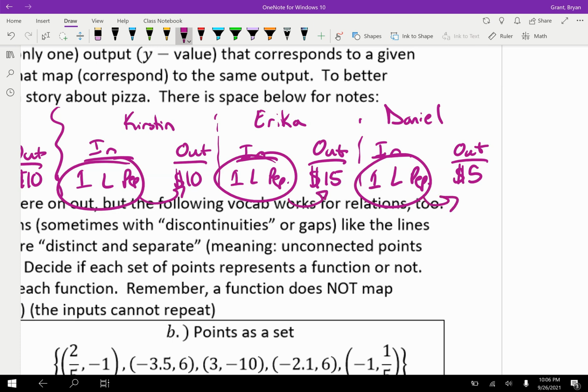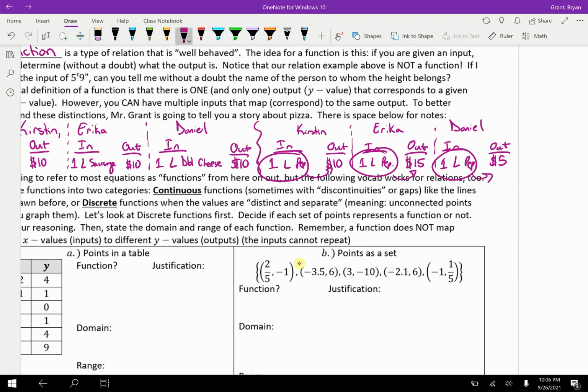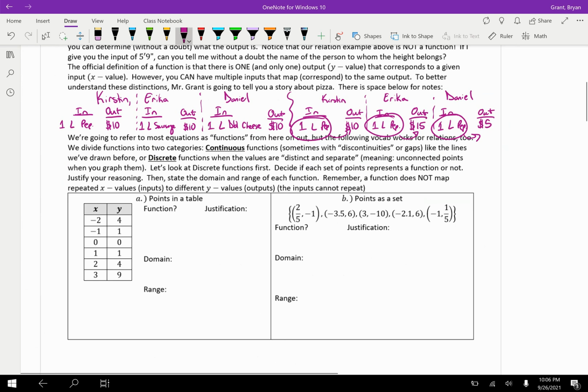Now, I know students in the past have said, well, they could have had coupons, or maybe they got a discount for something before. Yes, you're right, but I think that's also not the point of the story. You probably understand the point that an input can't map or match to multiple different outputs and still be a function. We need to, if given an input, be able to tell exactly what the output is.